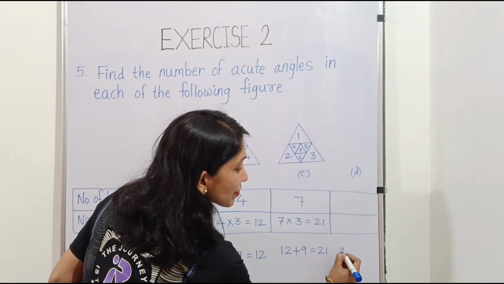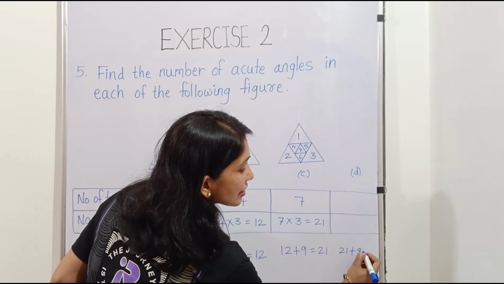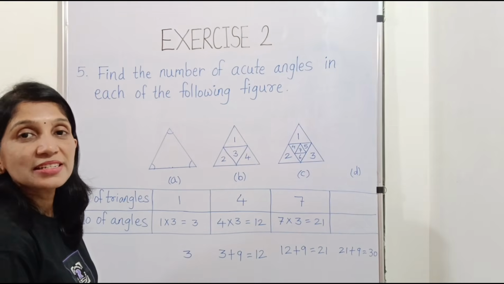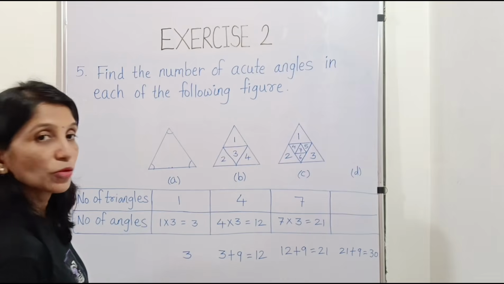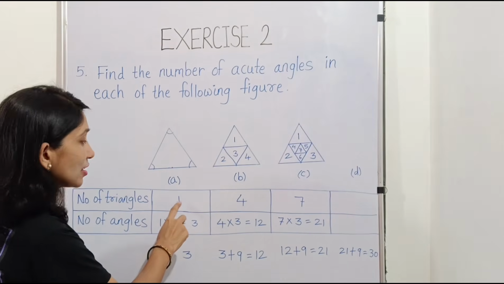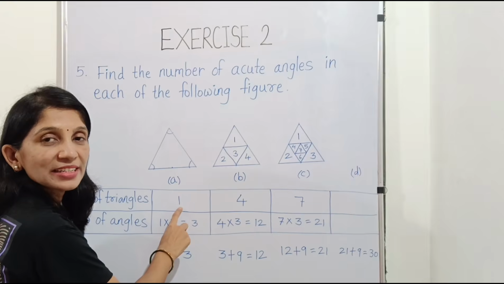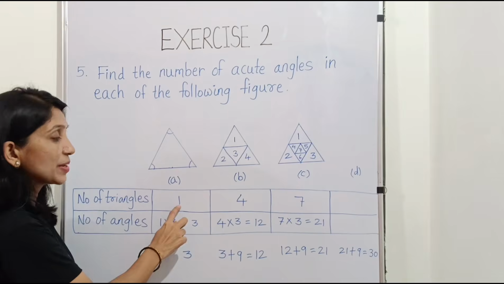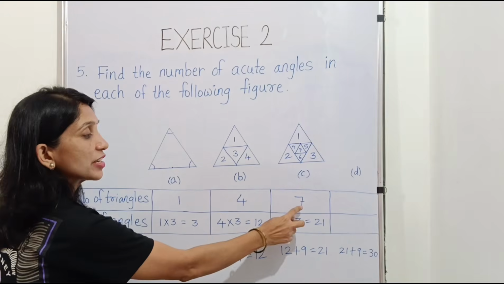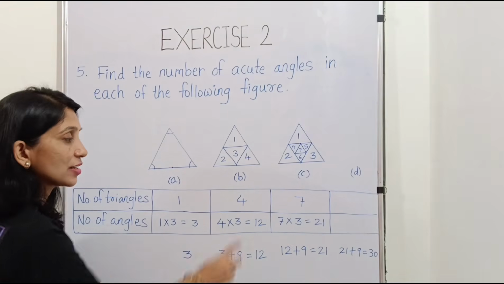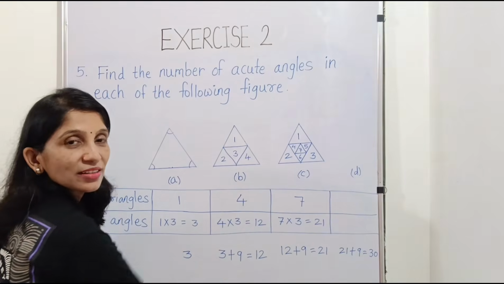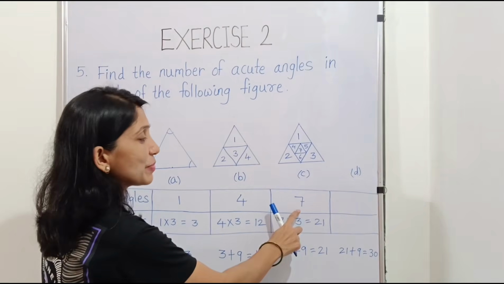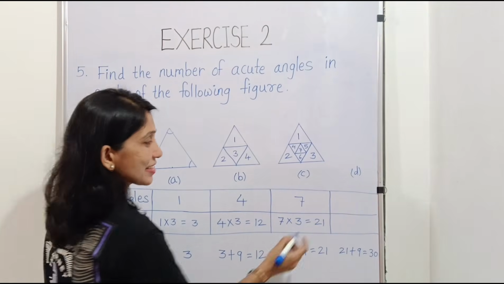So what answer will you get? 21 plus 9 equals 30. Our figure must consist of 30 angles. Now how to draw the figure? What is the pattern of the figure? See here, in the first figure, only one triangle is given. In the second figure, the number of triangles is 4. 1 plus 3 equals 4. In the third figure, the number of triangles is 7. 4 plus 3 equals 7. So, in the last figure, we will have to add 3 triangles. 7 plus 3, 10 triangles.